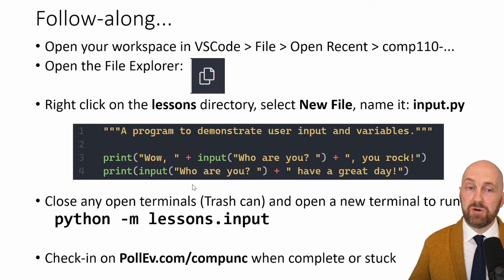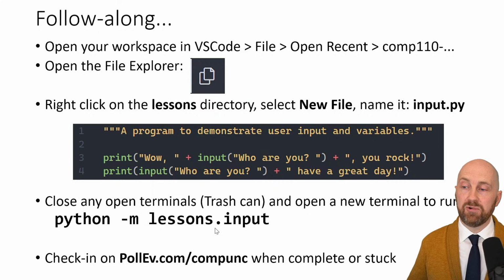Once you've got this code in your file, I would encourage you to try running it. So close any open terminals you may have. If you're following along with the previous example, I would press the trash can to quit out of that and open a new terminal. And then we'll get used to running a command like this, where Python, we're running the module that's in our lessons directory, and we named this file input, so lessons.input. And I'll have a poll to check in once you've reached this point.